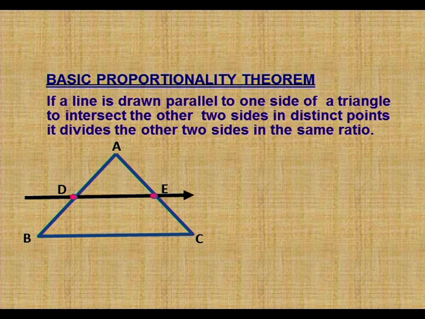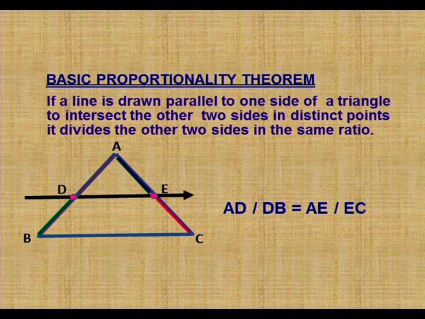Now, the condition is fulfilled and this is AD, this is DB, this is AE, this is EC. Then what we have to show? Last line, it divides the other two sides in the same ratio. How can we represent the ratio of the other two sides or fragments? See, AD by DB is equals to AE by EC. Now, let me prove it.